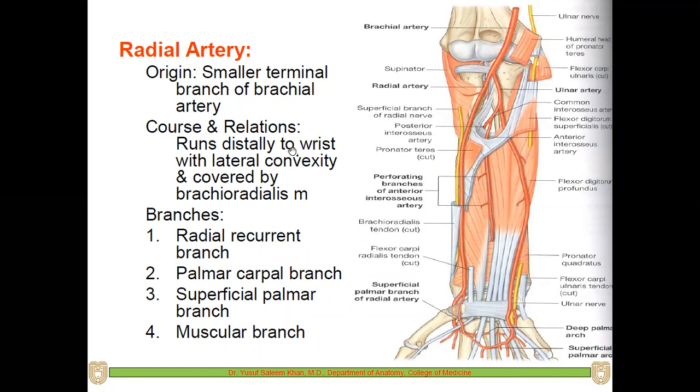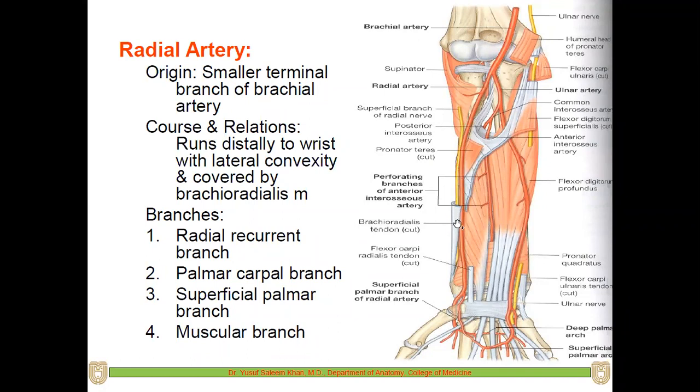Coming to its relations, it runs distally to the wrist with lateral convexity. If you see here, this artery will come here and it will be convex. It will go towards the lateral side, then again it starts coming medially. So it will be convex laterally and covered by the brachioradialis muscle. There is a muscle here on the side which is called the brachioradialis, so it will be under the brachioradialis.